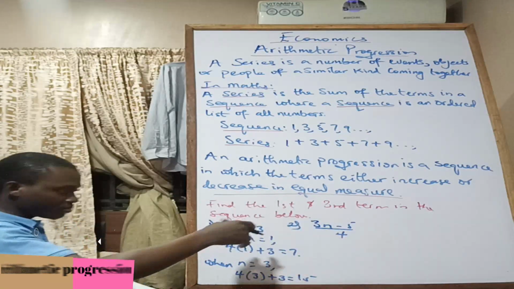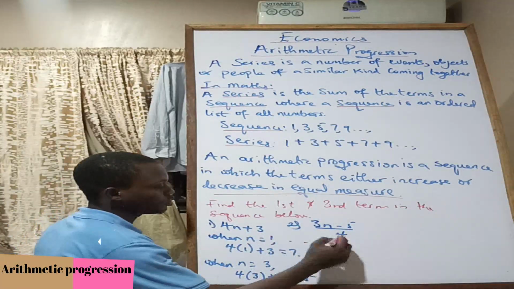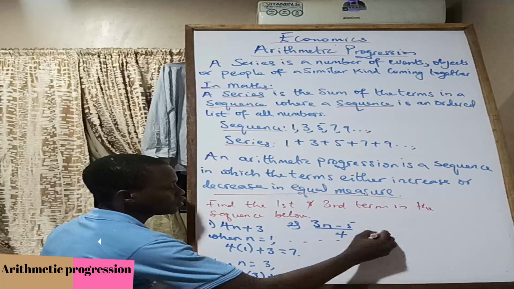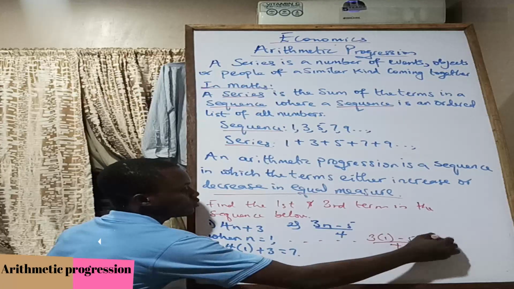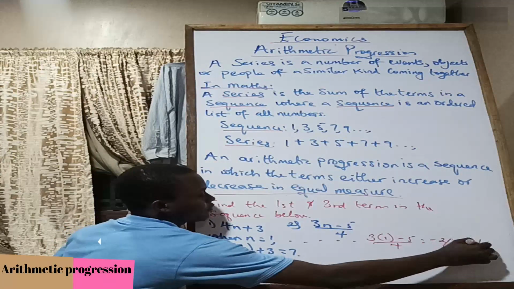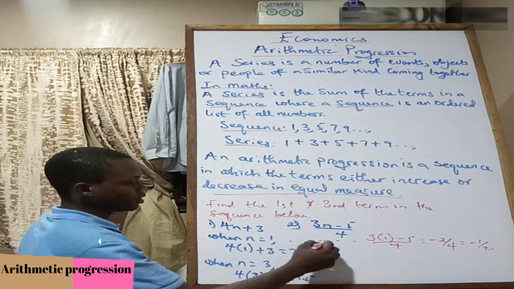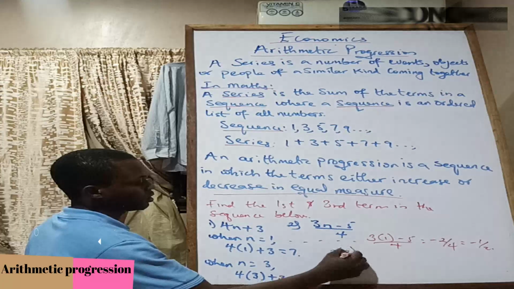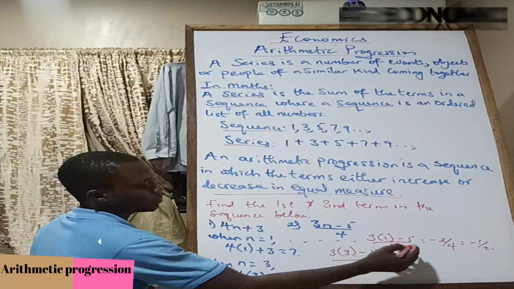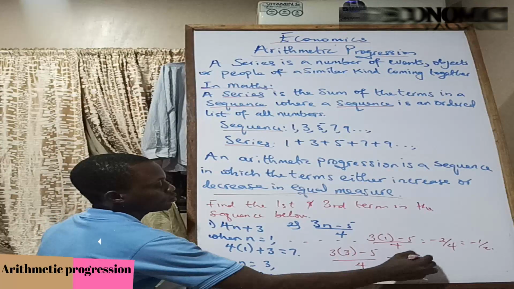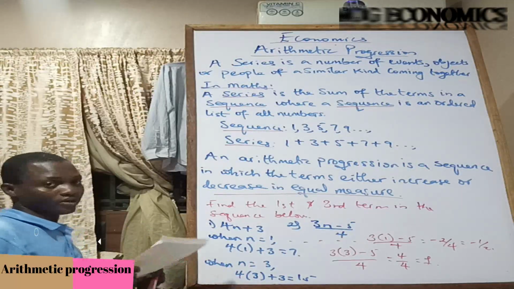Now the same thing here. When n is 1, we just do 3 into brackets 1 minus 5 over 4. So it's going to give us minus 2 over 4, which is minus half. Good. Then the third term, 3 into bracket 3 minus 5 divided by 4. And this is going to give us 3 times 3 is 9, 9 minus 5 is 4 over 4, which is 1. So if you see questions like this, that is just how to do it. So don't think that it is one very, very big thing.